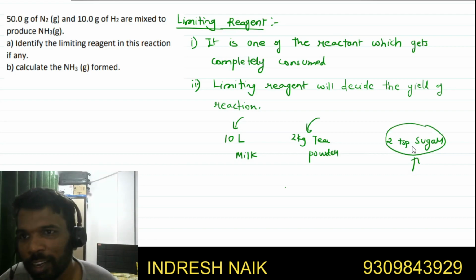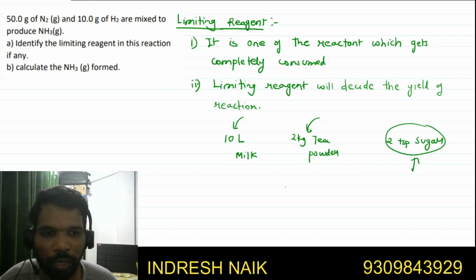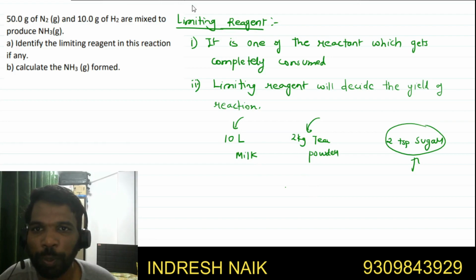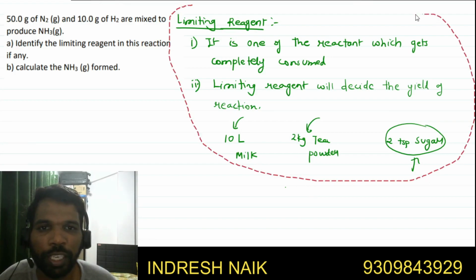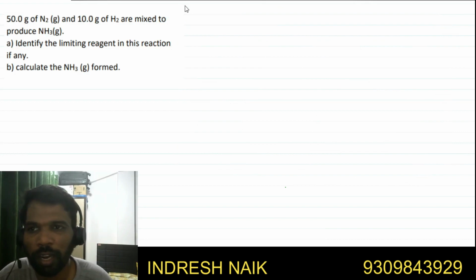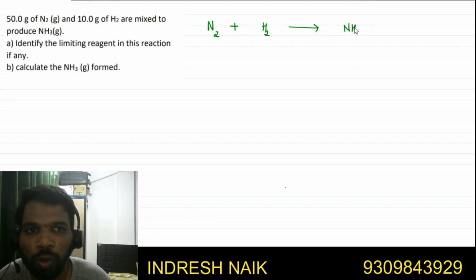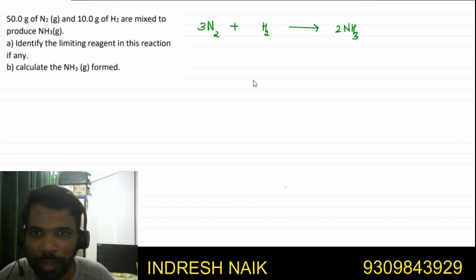When we talk about a reaction, the balanced chemical equation is always like a recipe. Like in any recipe, all the ingredients are in a particular ratio. In the same way, we'll write the reaction. Mostly these reactions will be given to you, but if it is a simple reaction like nitrogen reacting with hydrogen, you should know it. This gives you ammonia. So this is 2 moles, this is 3 moles. What does this mean?